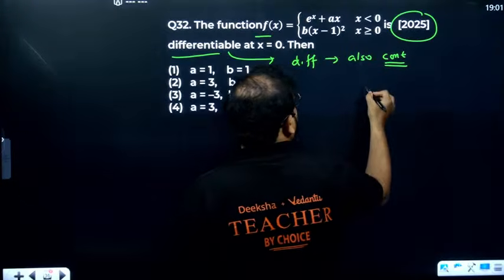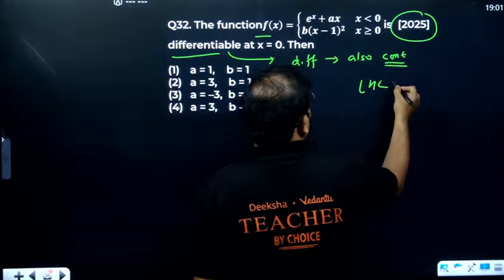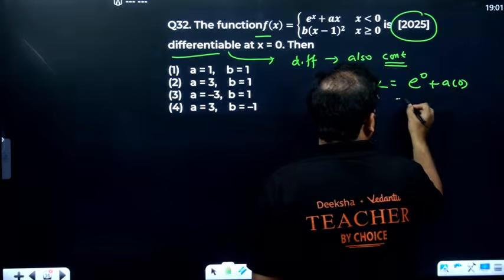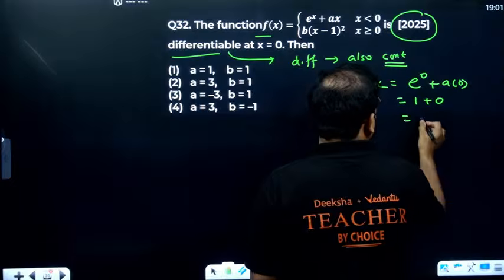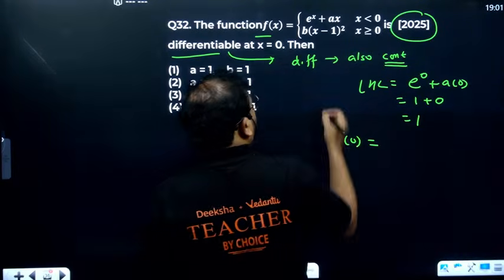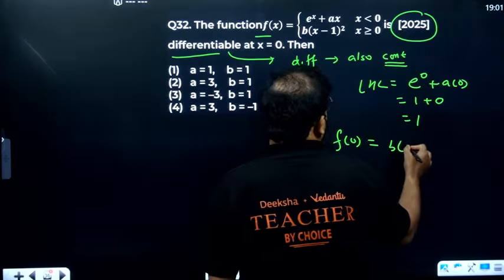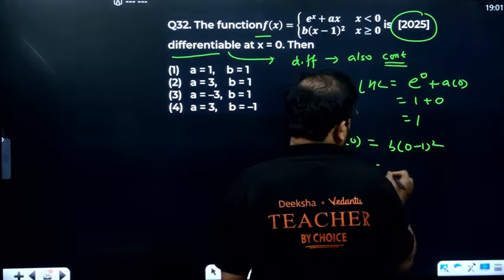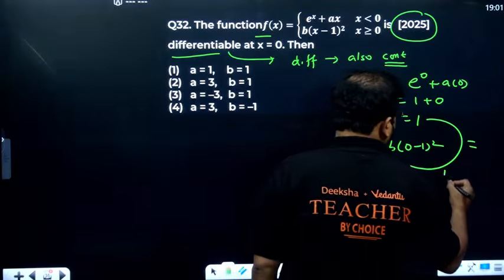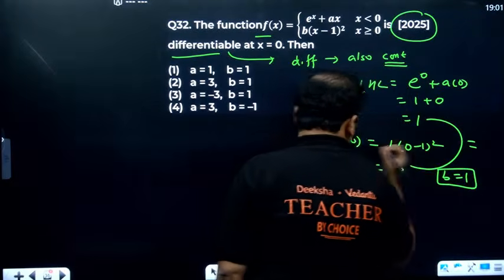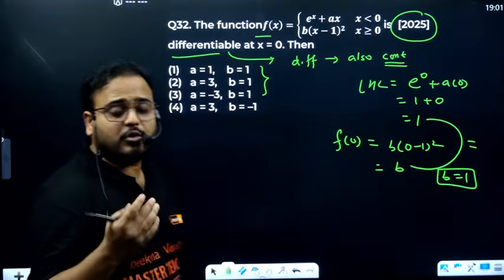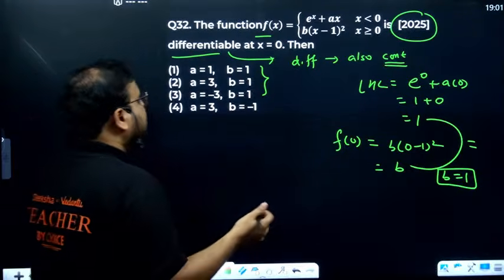Try to take the left hand limit value first. You will have e power 0 plus a into 0. How much is that? 1 plus 0, so 1. And find f of 0, guys. Put 0 over here. You're going to get b times of 0 minus 1 the whole square. How much is that? Simply b. They must be equal, right? So I'm getting b value as 1. With b as 1, we have 3 options. It means I have to solve the next case for differentiability also.